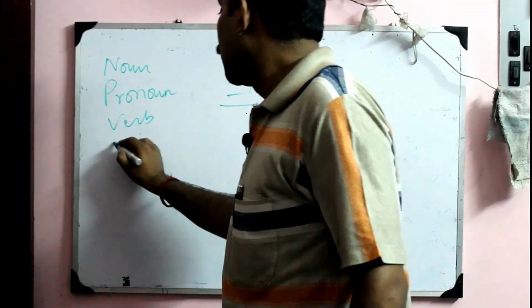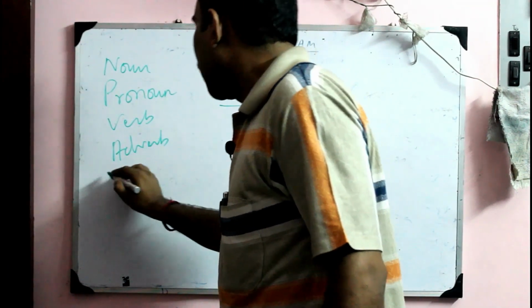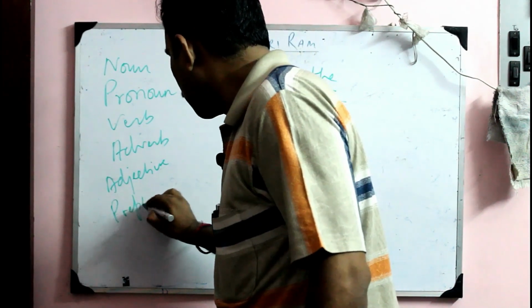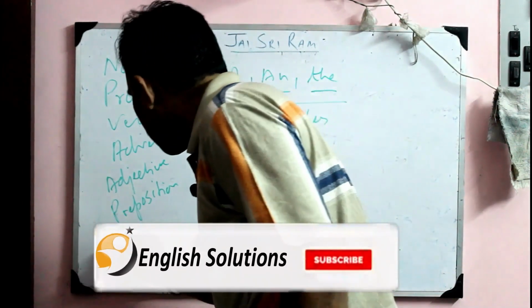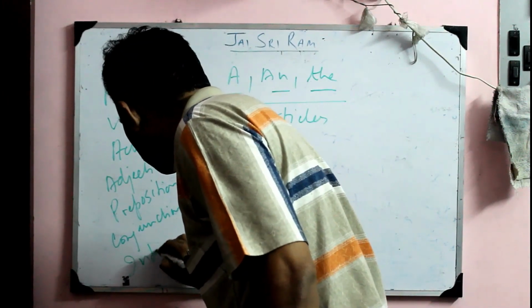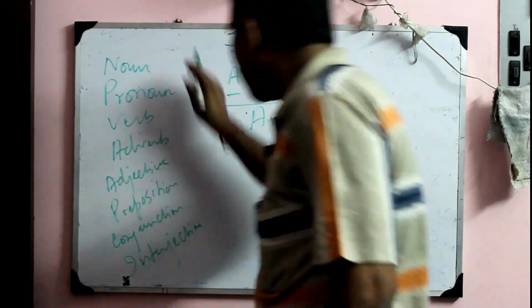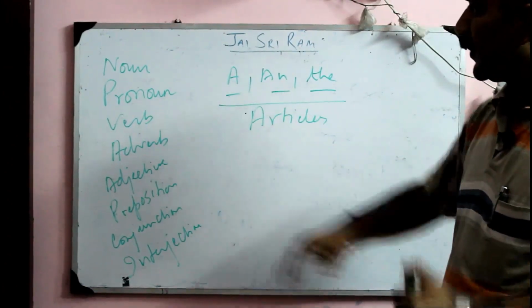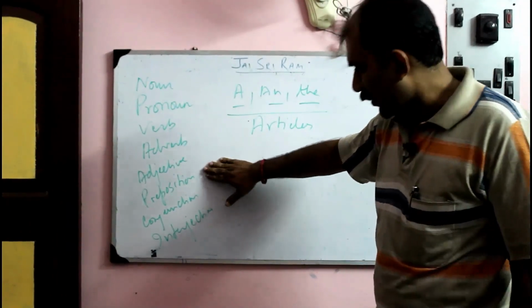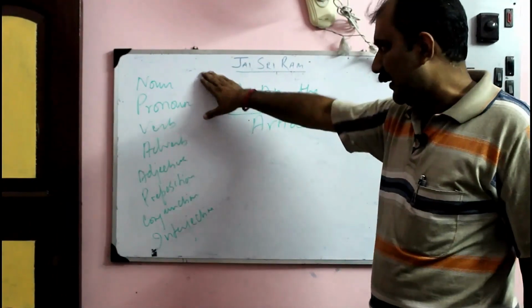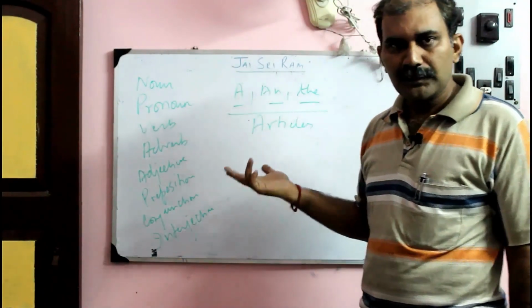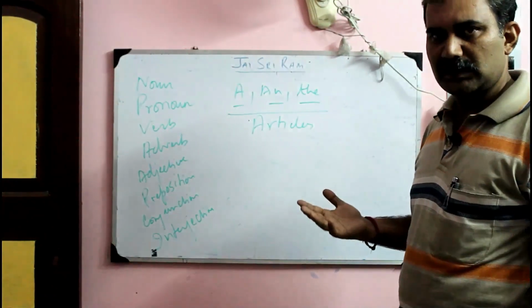verb, adverb, adjective, preposition, conjunction and interjection. So these are the 8 basic parts of speech: noun, pronoun, verb, adverb, adjective, preposition, conjunction, interjection. 8 parts of speech, not parts of speeches or part of speeches, because the word speech cannot be pluralized. We have to keep this thing in mind.